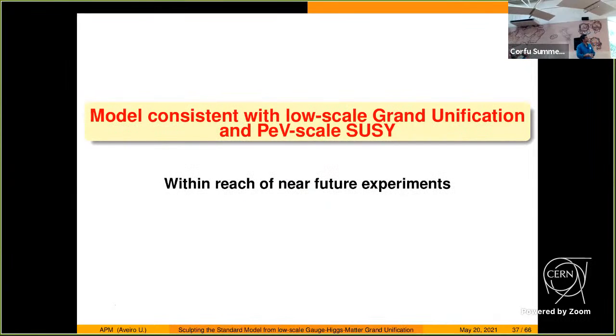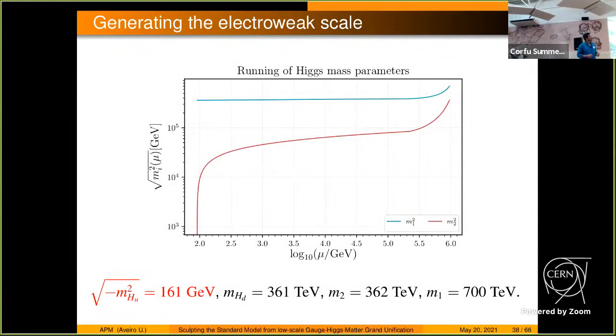So the model seems to be consistent with low-scale grand unification and PeV scale supersymmetry. And this is nice because it's within reach of near-future experiments, and it can be either confirmed or ruled out, not in the very, very far future. And what about the Higgs? This is just to finalize.